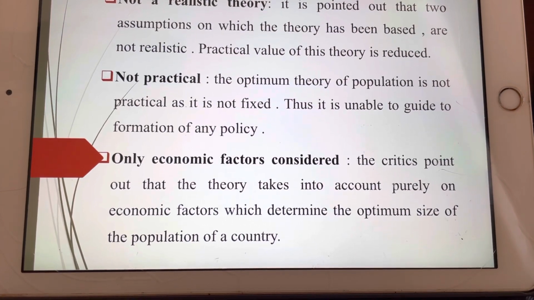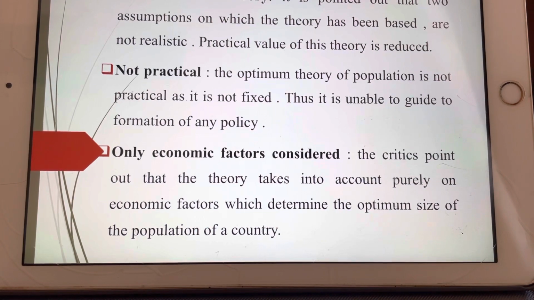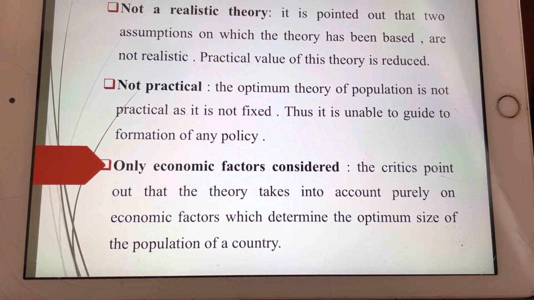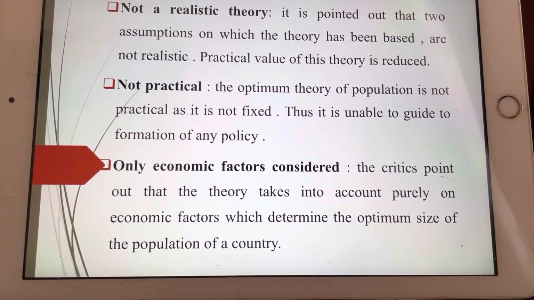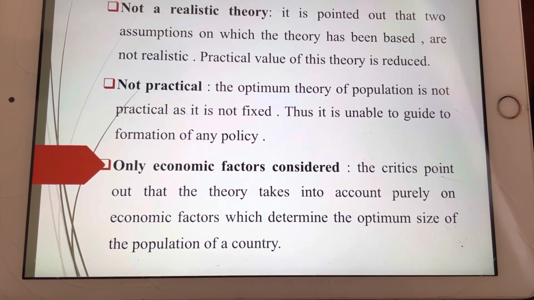Now the fourth criticism is that it is not a realistic theory. It is pointed out that the two assumptions on which the theory has been based are not realistic, because we had taken two approaches. Which were the two approaches? Those which we explained through the diagram. These are the two approaches which have been taken.